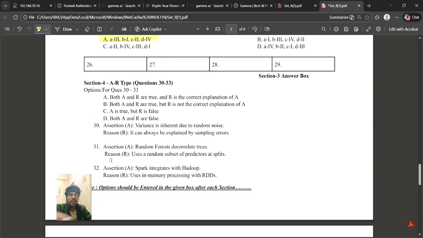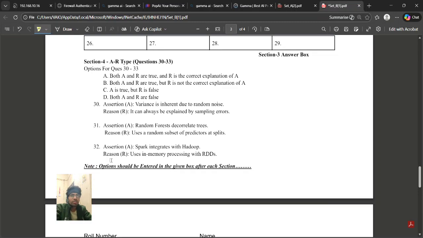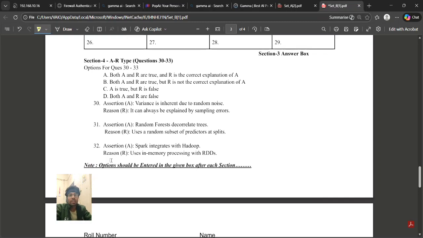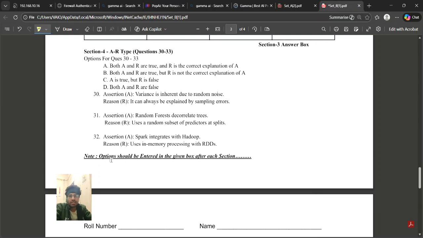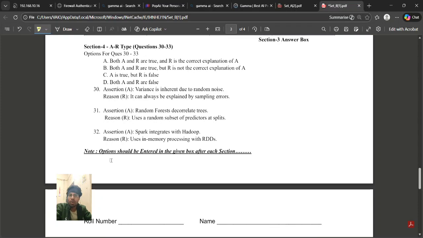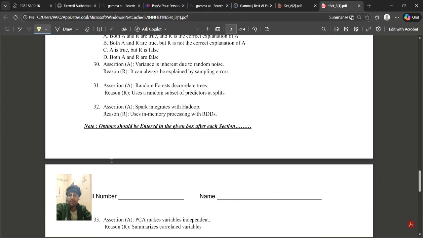Okay, now let's go to section number 4, assertion-reason questions. In this question, the assertion says variance is inherent due to random noise. The reason says it can always be explained by a sampling error. The assertion is true: variance in our model does come from random noise in the data.